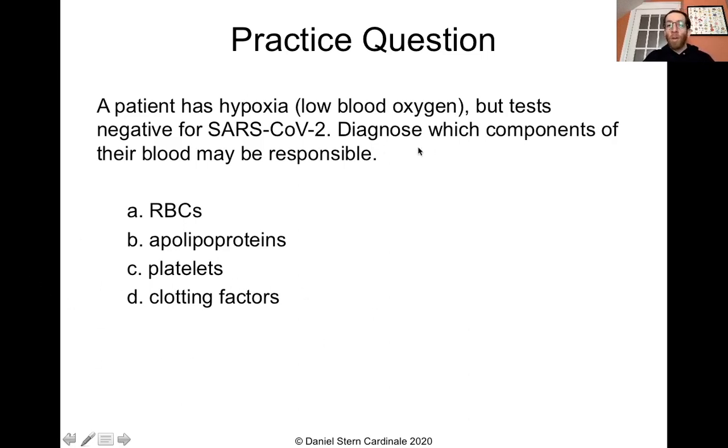Now, since we're talking about low blood oxygen, the answer is, of course, red blood cells, RBCs, which are more technically called erythrocytes. Now, just to give you an idea of what I would like for you to be doing in terms of practice, I would like for you to take a question like this and turn it around a little bit. Instead of saying hypoxia as the symptom, say problems with blood clotting. Then which one could be the issue? Or specifically inability to form a fibrin clot. Then it would be D, clotting factors, for example.